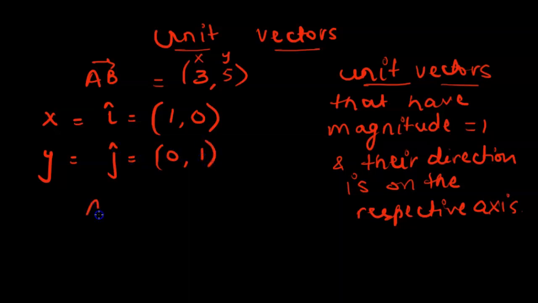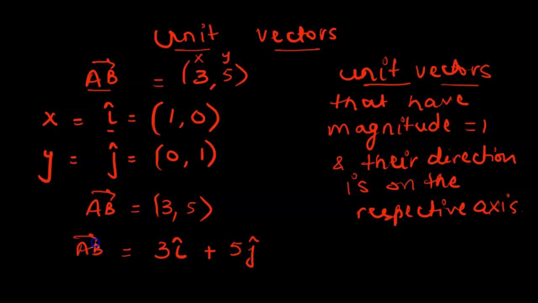So if I want to represent a vector with coordinates 3, 5 using unit vectors, all I have to do is, because vector AB has 3 as its magnitude on the x-axis, multiply this with the unit vector i, plus 5, the magnitude on the y-axis for AB, multiplied with the unit vector j. So this is another way of representing a vector, called representation using unit vectors.